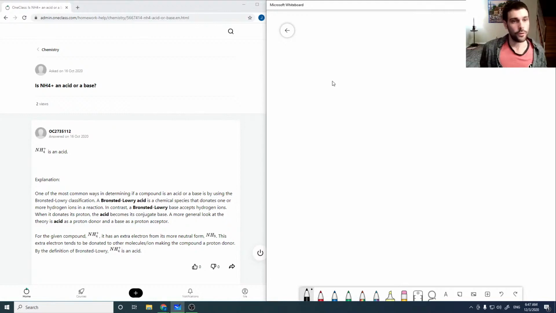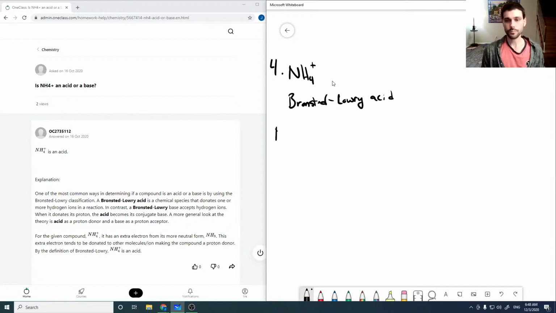Okay, is NH4 plus an acid or a base? So NH4 plus can readily donate a hydrogen ion. So it's a Bronsted-Lowry acid, as it readily donates a hydrogen atom.